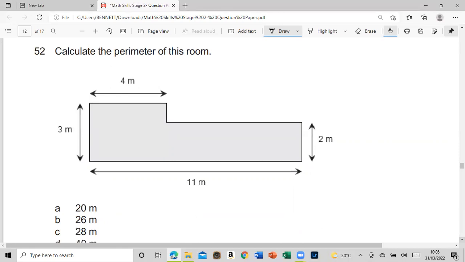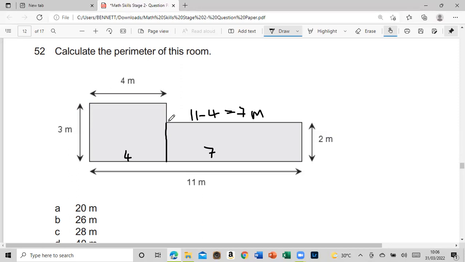Alright, so perimeter means the total distance around. So we have one side that is missing. We need to find the length of this. Now we know that all of this are 11. So right here would be 11 minus 4, because up here we already have 4. So it will take 7 more. So this is 7 meters.